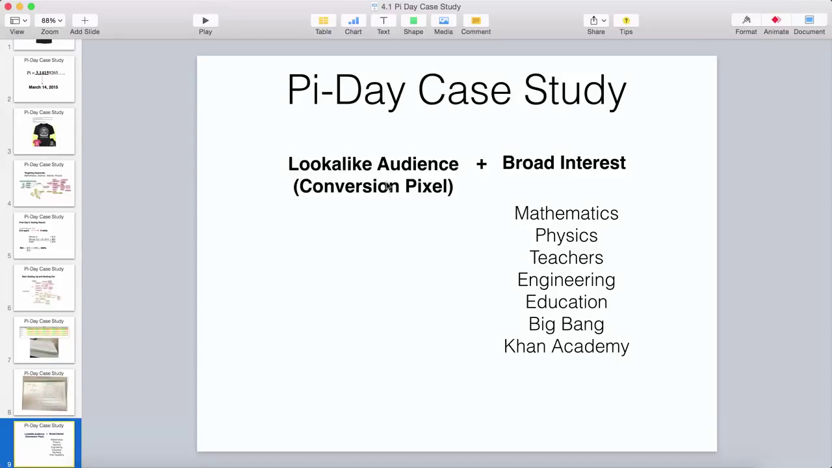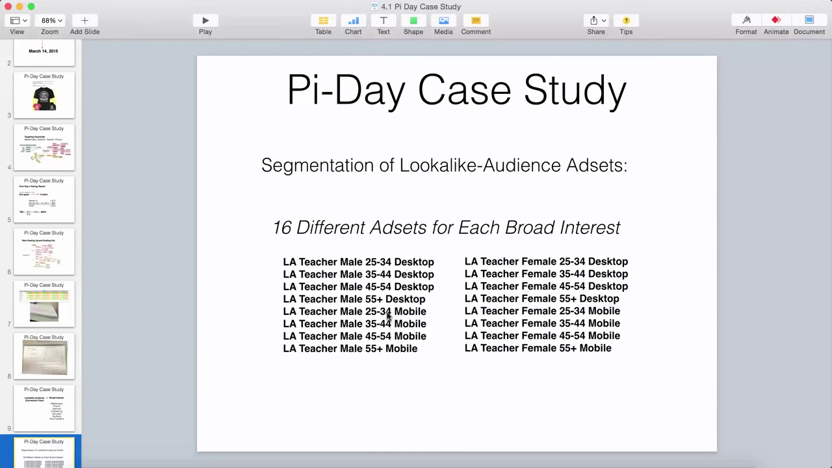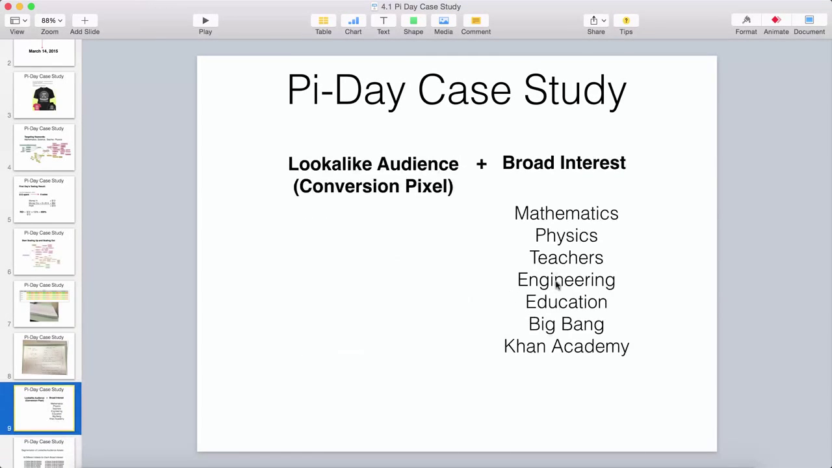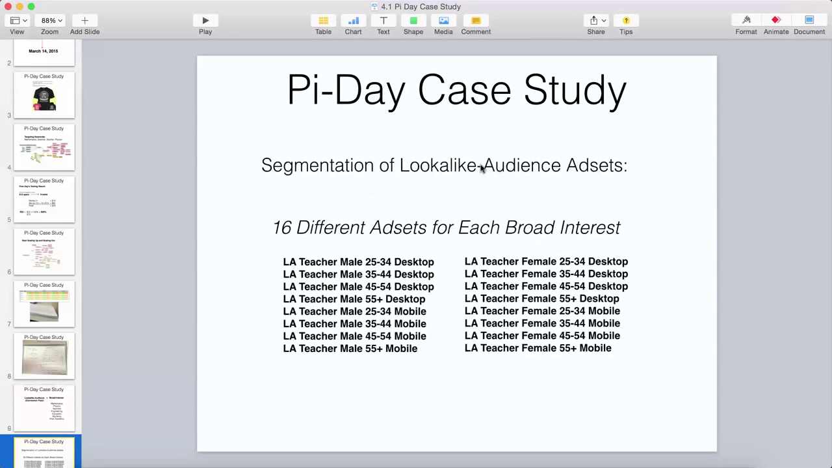So this is how I did my lookalike audience. As I mentioned in the lookalike audience video, I intersect the lookalike audience from conversion pixel with one broad interest. Some of the interests that I chose are mathematics, physics, teachers, engineering, education, Big Bang, and Khan Academy. So this is how I segment my lookalike audience. For example, I take teachers for the broad interest. So I intersect the lookalike audience with the teacher interest, and I segment them down to 16 different ad sets.